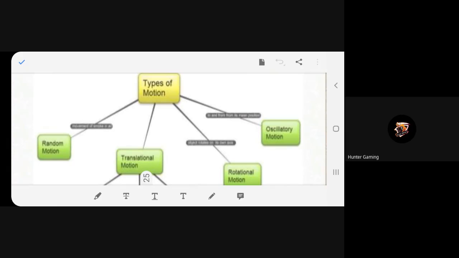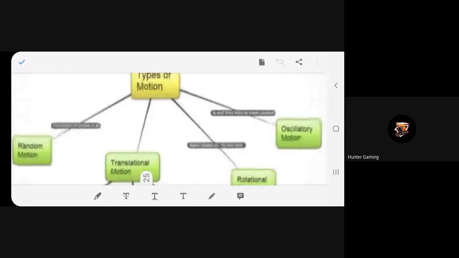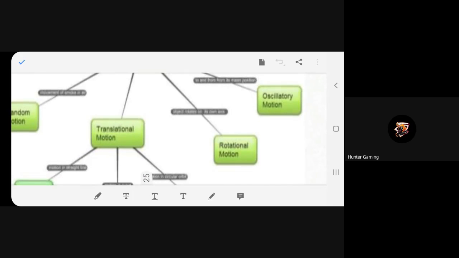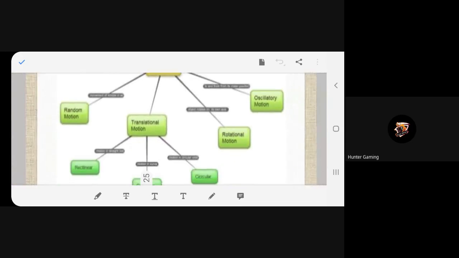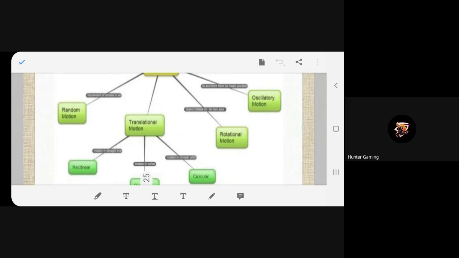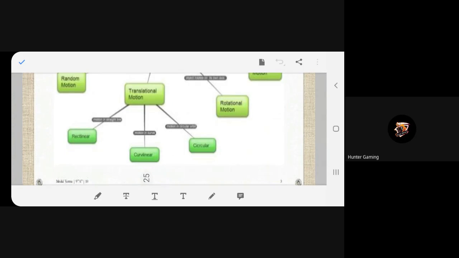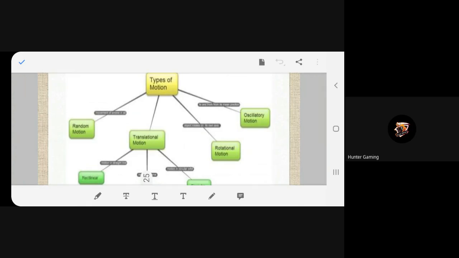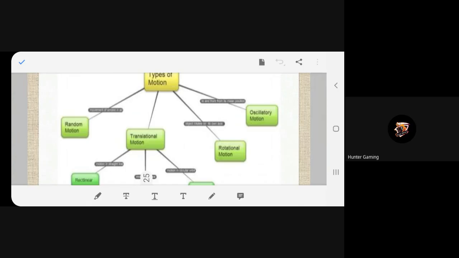So types of motion, you can say random motion, translational motion, rotational motion, oscillatory motion. Oscillatory motion is also called periodic motion. Then in translational motion, you have rectilinear motion, curvilinear motion, and circular motion. We will not go into detail, but I just want to give you a glimpse. The types of motion are translational motion, rotational motion, oscillatory motion, and random motion.